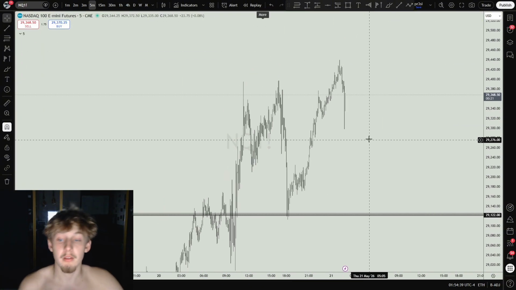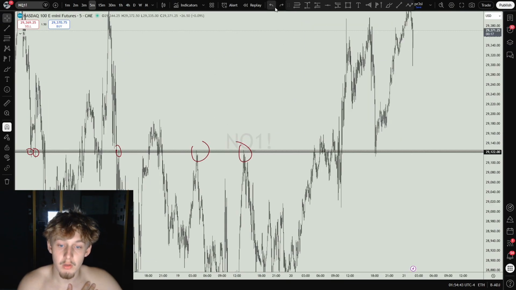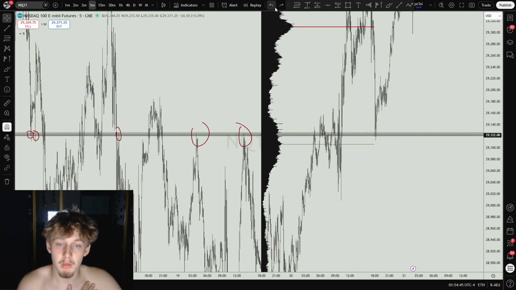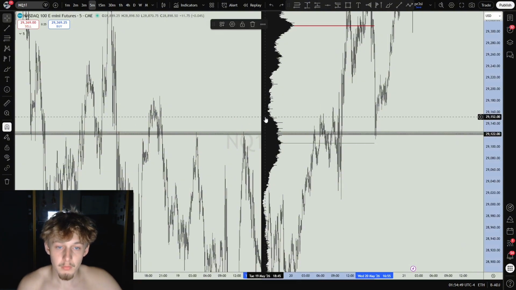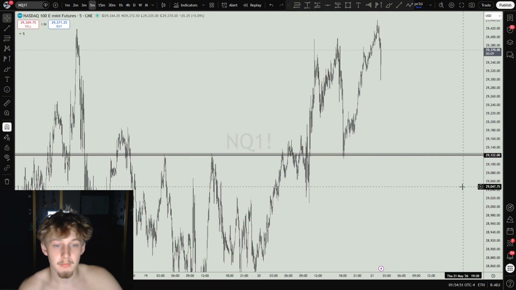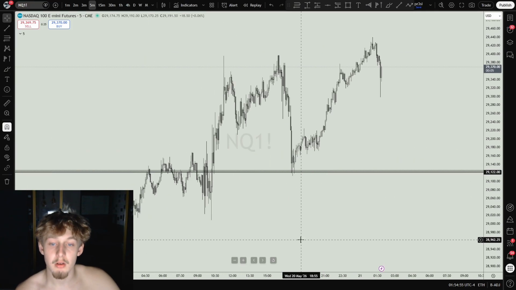And what's nice about that is that since it's a very, very reactive level, there's a high chance that it's gonna be playing out just because it's played out so many times before. Why wouldn't it play out again, right?